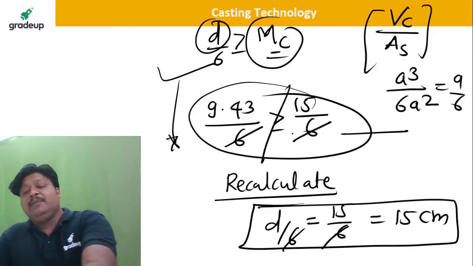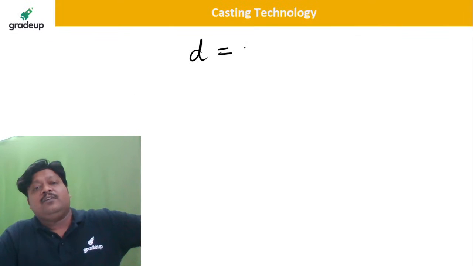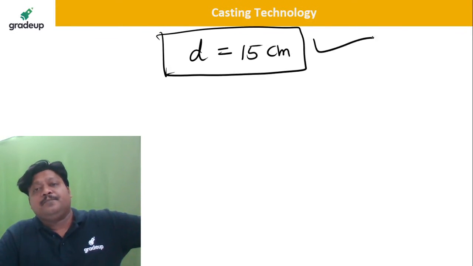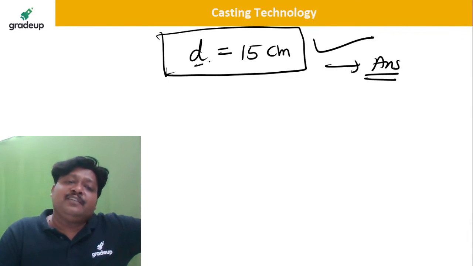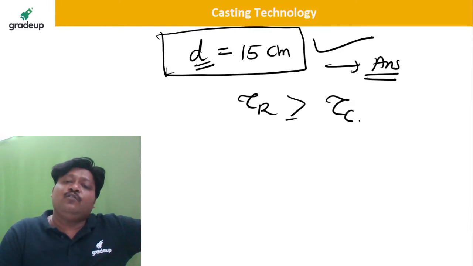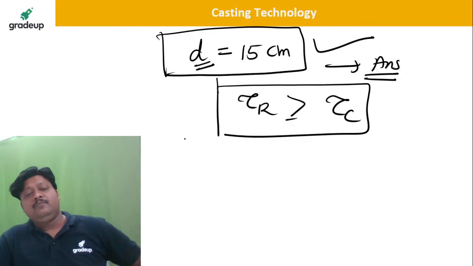So now the correct diameter, what is the answer? So diameter is what? 15 centimeter, dear students. 15 centimeter. This is the answer, and this is always satisfying the sufficient condition, and that is tau for R is greater than or equal to tau for casting. I hope it is clear.